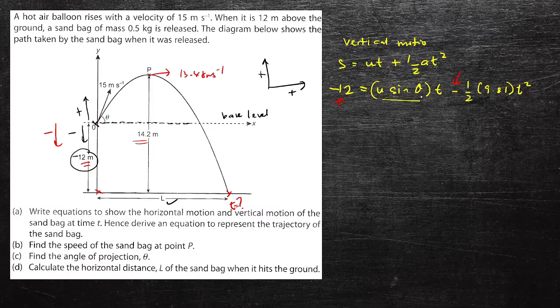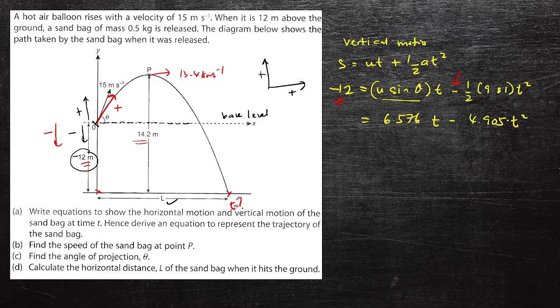U sine theta, is it positive or negative? If you check the diagram, it is pointing upwards. I take pointing upward as positive, so that's why u sine theta is positive. Okay. And we're going to continue with the working. So equals to 6.576 t minus 4.905 t squared. So this is a quadratic equation, right?